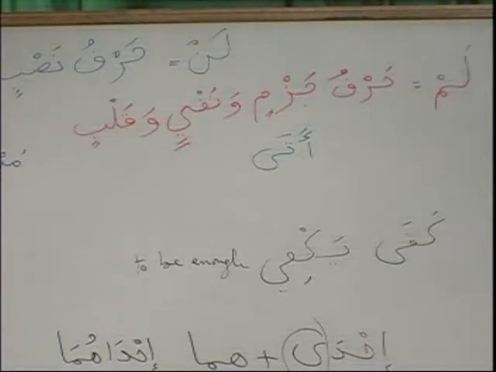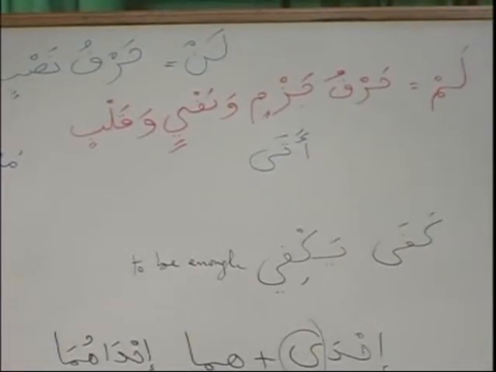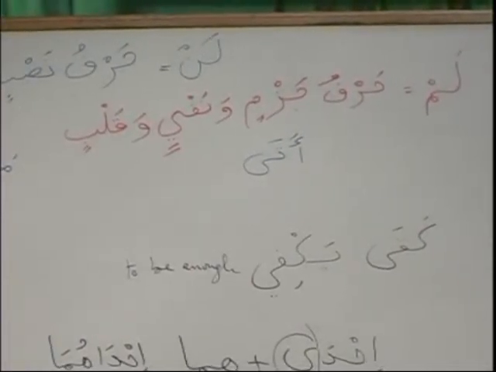Did we study fi'l mudari' majzum? Yes. When? La nahiya. La nahiya tufidu amar. It indicates amar. But we won't call it amar. It is la nahiya. Amar is amar. La nahiya is negation, and will make the fi'l mudari' majzum. So this is another one. Lam is harfu jazmin, a particle that gives jazm, and it negates. But what is qalbin?